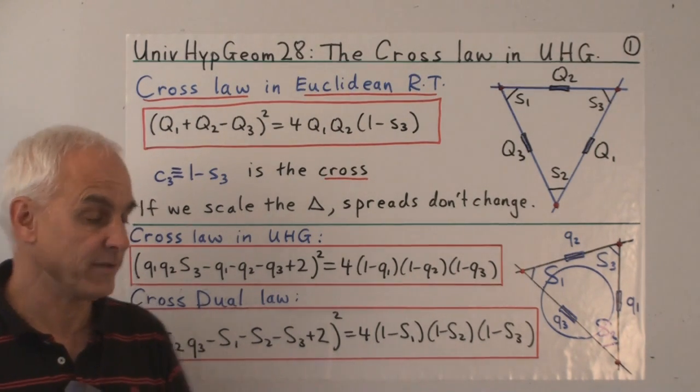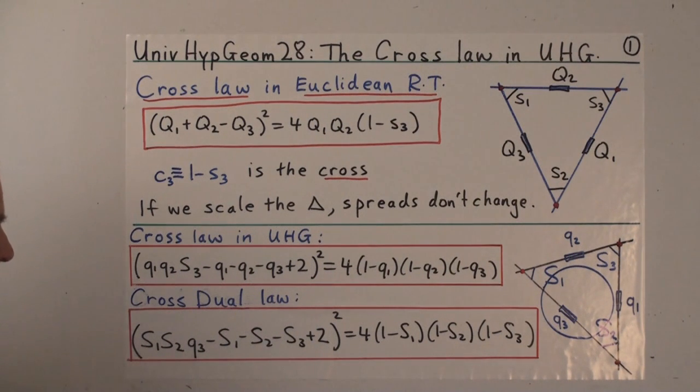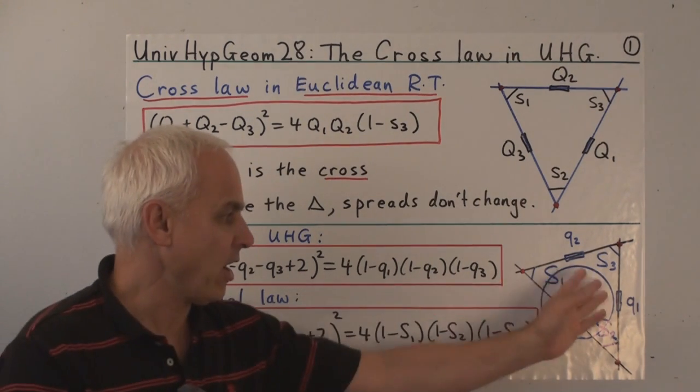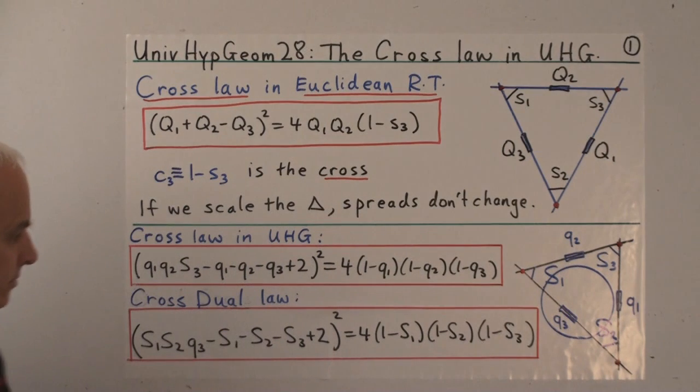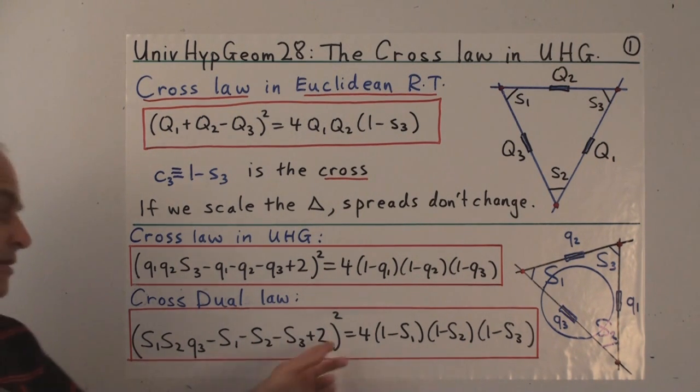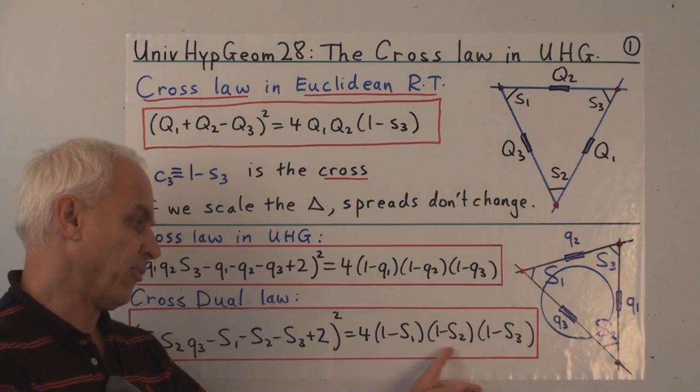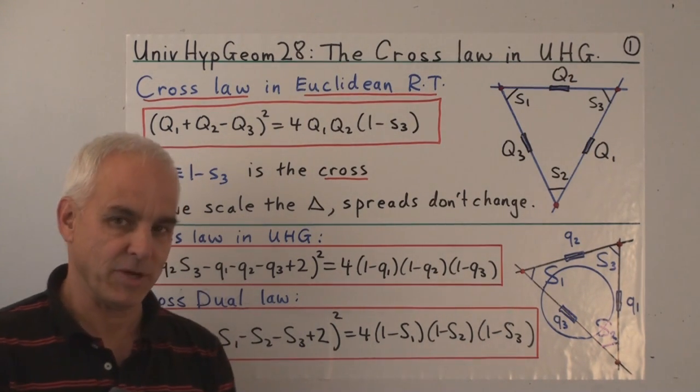have new content. In particular, here is the dual of the cross law. We'll call it the cross-dual law. It's just obtained from this one by interchanging quadrances and spreads. It's also a valid law that applies to this triangle. So what is it? It's saying that (S1 S2 q3 - S1 - S2 - S3 + 2) all squared is 4 times (1 - S1) times (1 - S2) times (1 - S3).